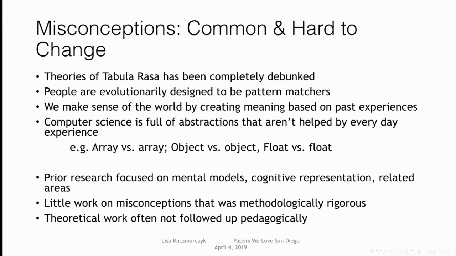So array versus array: capital A Array is array in computer science. Array with a small a is array outside the world of computer science. They're not the same thing. An object in computer science is not really anything like an object in the world of physical objects. And float versus float. Computer science is full of these things. And so this makes it particularly difficult because there's not a lot that's concrete that students can wrap their minds around when they first come to this.